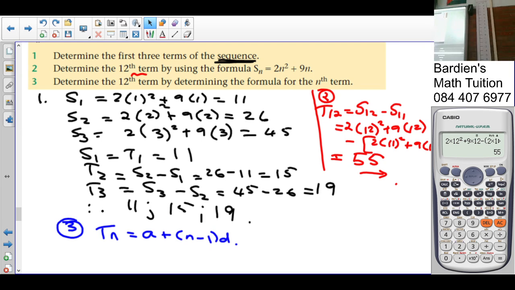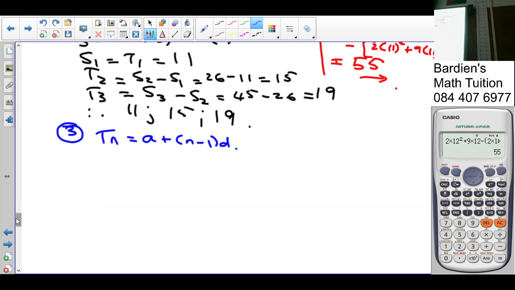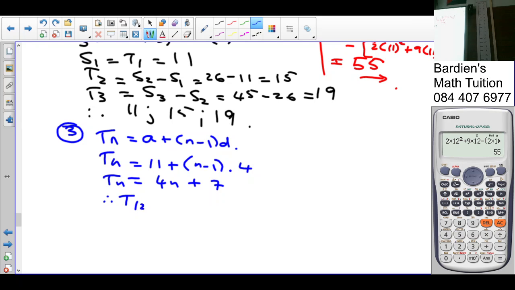Pause again. So as you can see, you got 55 in both cases. You could have used any one of the two. However, if they specify as they did in this question, you would have to do what they asked you to do. Okay? So Tn is equal to 11 plus n minus 1 times 4. So it's going to be 4n minus 4 plus 11, which is 4n plus 7. So therefore T12 is going to be 4 times 12, which is 48, plus 7 is 55. And as you can see, they are the same. Is there any confusion here, people? Any confusion? No?